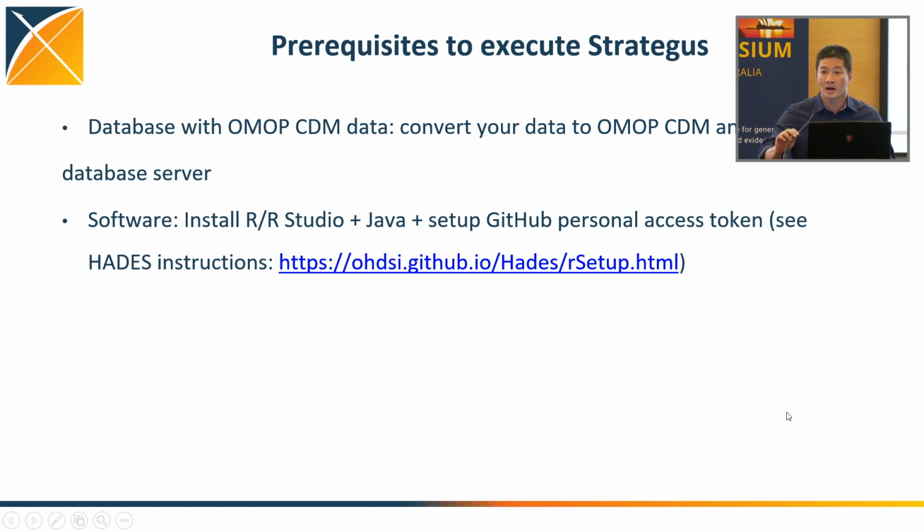For the software required for the Strategus execution, we need to install RStudio and Java, and we set up the GitHub personal access token. For more instructions on using the Hades package, you can access the OHDSI GitHub.io Hades and set up. Or you can find the tutorial video provided by OHDSI on how to set up the environment and the Hades packages to run our OHDSI study.